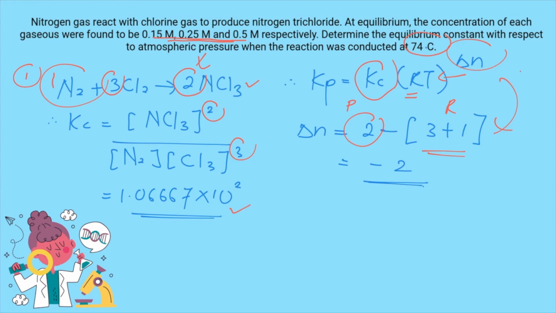But please understand that the calculation for delta N is only valid for those in gaseous form. Here, what is given to you is nitrogen gas, chlorine gas, and nitrogen trichloride. If you don't know whether nitrogen trichloride is a gas or not, you can still read the question, the concentration of each gas. So all of this we assume as gas, so all of this should be in gaseous form as well.